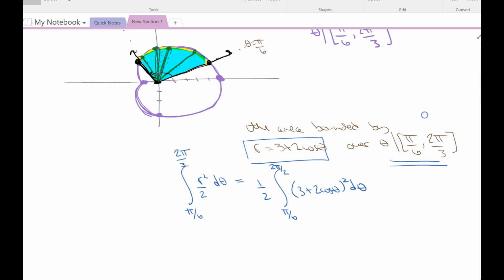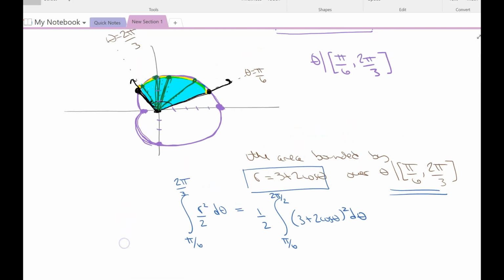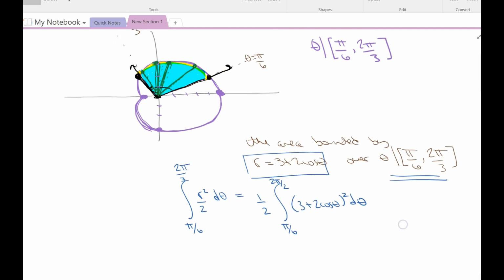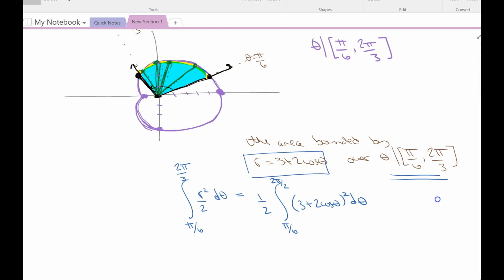In general, when you have these polar area questions, more often than not, when you try to evaluate this integral longhand, you're going to have to use the cosine double angle. I'll show you the algebra tomorrow. But for tonight's homework, what I'm asking you to do is just generate the integral expression to describe the area.